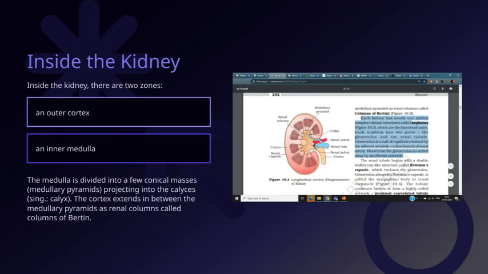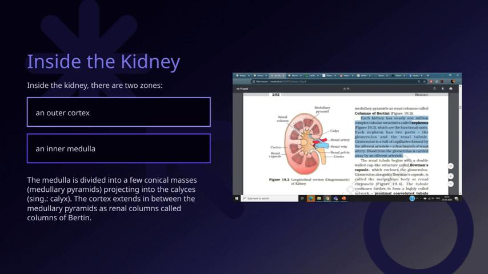Now, let's look inside the kidney. The medulla is organized into a few conical structures called medullary pyramids. These pyramids project into the calyces, which are essentially the chambers that collect urine. Between these pyramids, you'll find the cortex extending outward as what we call the columns of Bertin, or renal columns. These columns serve as a kind of bridge, supporting the structure of the kidney and allowing blood vessels and nerves to navigate between the cortex and medulla.